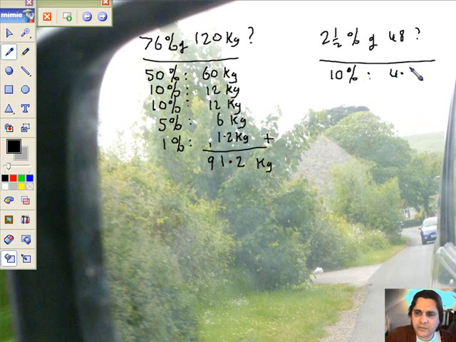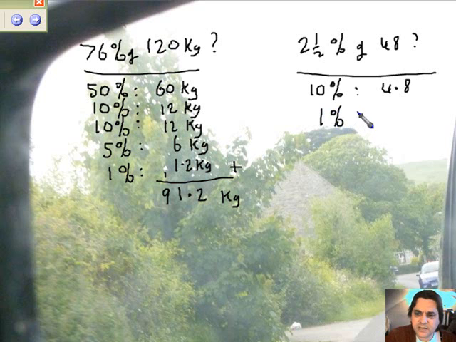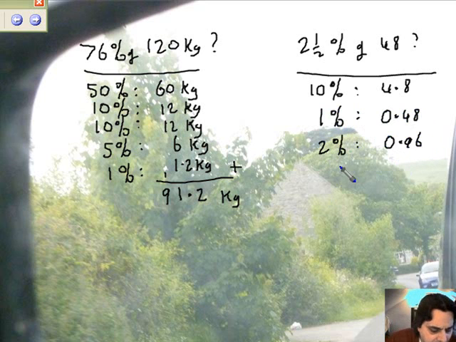That's going to be 4.8. Let me go to 1%. That's going to be 0.48. Let me go to 2%. In other words, I double this up, 0.96. I now have 0.5% to play with. Well, that's going to be half of whatever 1% was, so that's going to be 0.24.